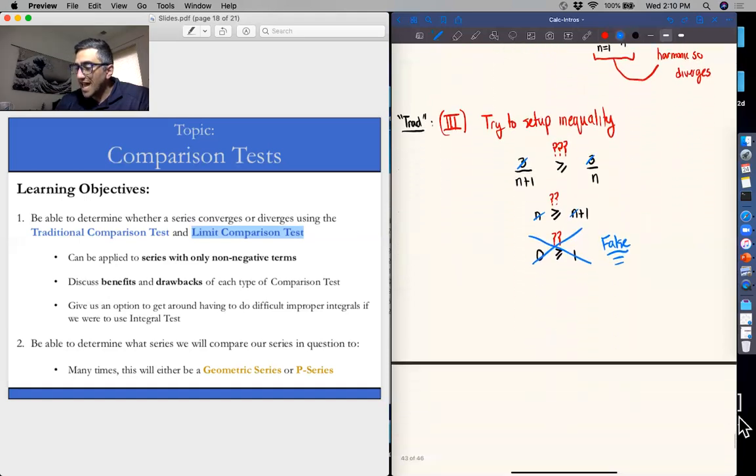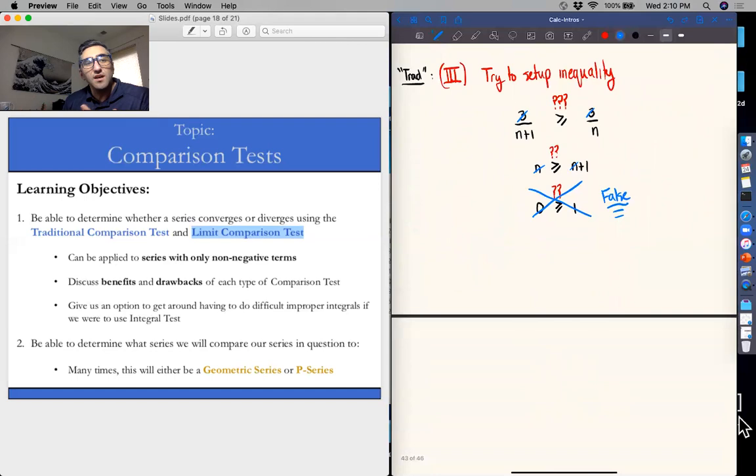So this is where we would tend to go towards the limit comparison test. I'll just say limit comparison test. And we're still going to do this as step 3. As in, we've already established the series we're going to compare to. We found what that series that we're comparing to does. But now we get to do the limit comparison test.